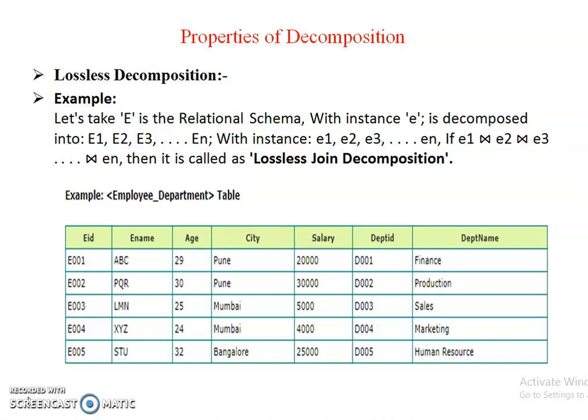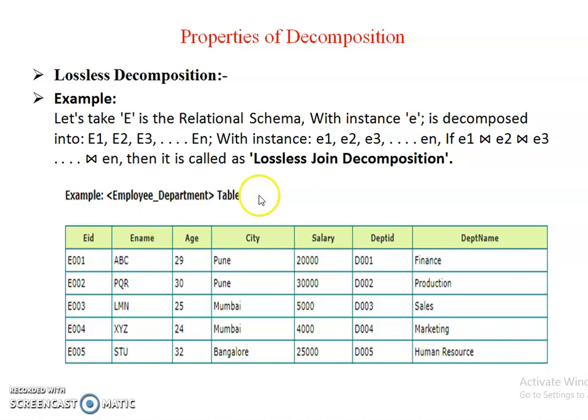Now see in this example, let's take E as the relational scheme with instance E, and it is decomposed into E1, E2, E3 up to En with instances E1, E2, E3 up to En. If E1 join E2 join E3 gives E, then it is called lossless join decomposition. So it means, if the natural join of all the decompositions gives the original relation, then it is said to be lossless join decomposition.